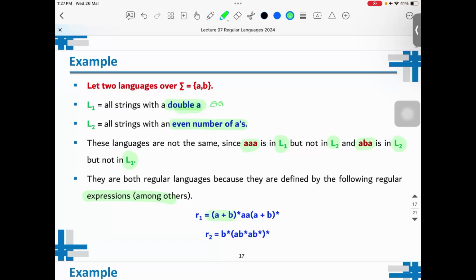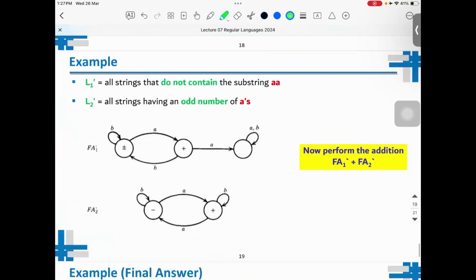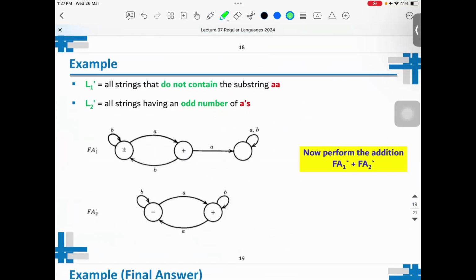So here you can see this is the regular expression for double A, and this is the regular expression for having an even number of A's. This regular expression is represented by this finite automata, and this regular expression is represented by this finite automata. Now let's take the intersection. First of all, we need to take the complement of FA1 and the complement of FA2. How to take the complement? We make all the non-final states final, and whatever was previously final we make non-final.